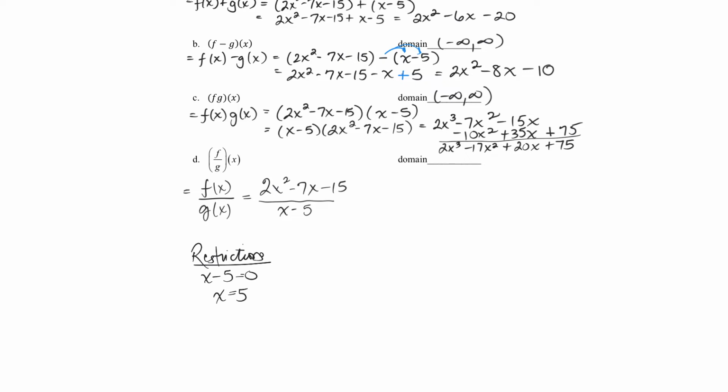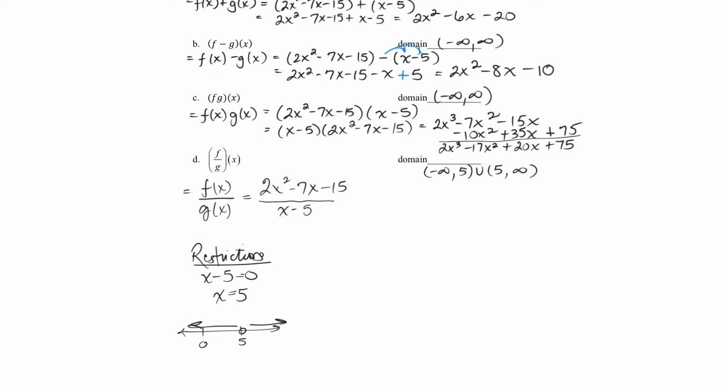And so my domain is going to be from negative infinity to 5, union 5 to positive infinity, right? That number line is going to include every value except for 5. So from negative infinity up to, but not including 5, jump over the 5, not including 5 on to positive infinity. Now this one is a bit different because now that I've answered my domain question, which I always answer first, I need to think about whether or not this will simplify.